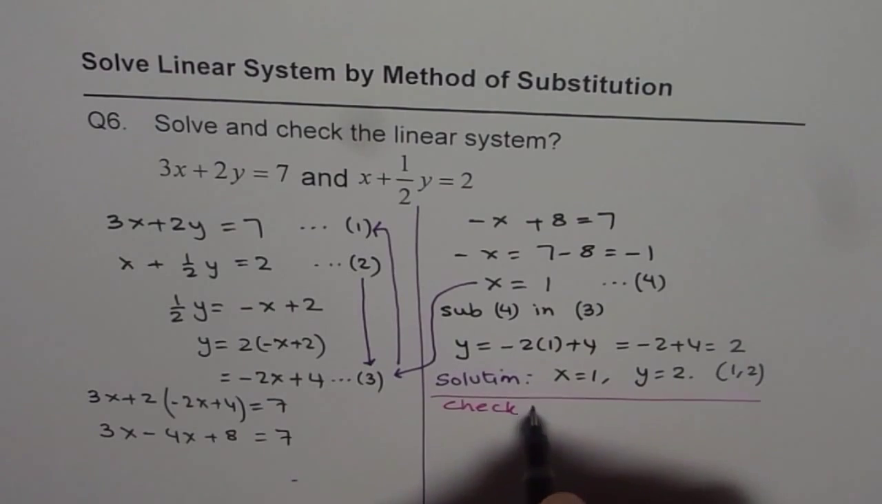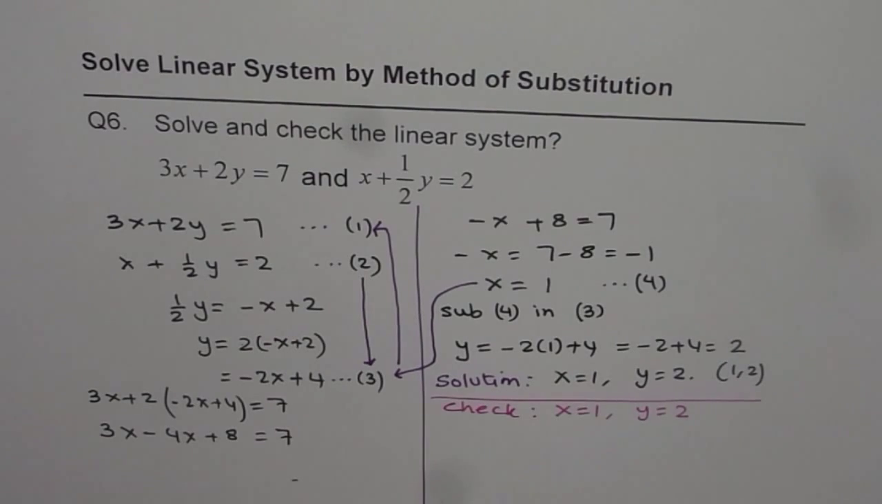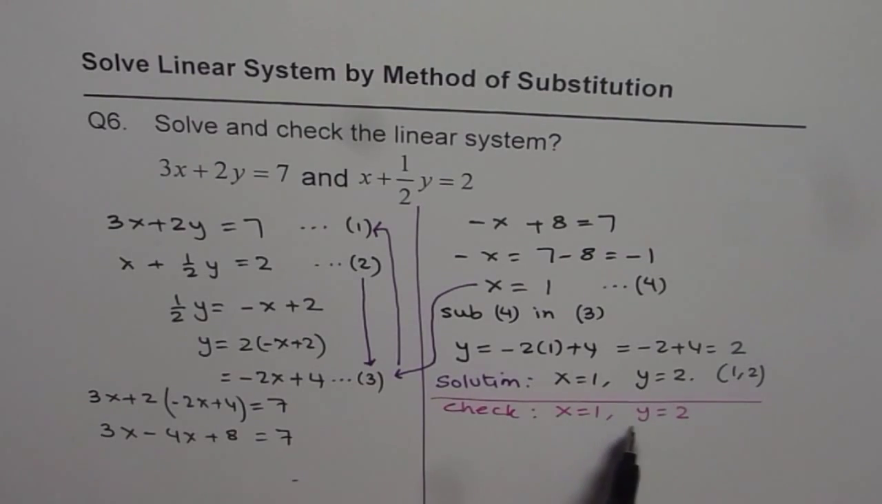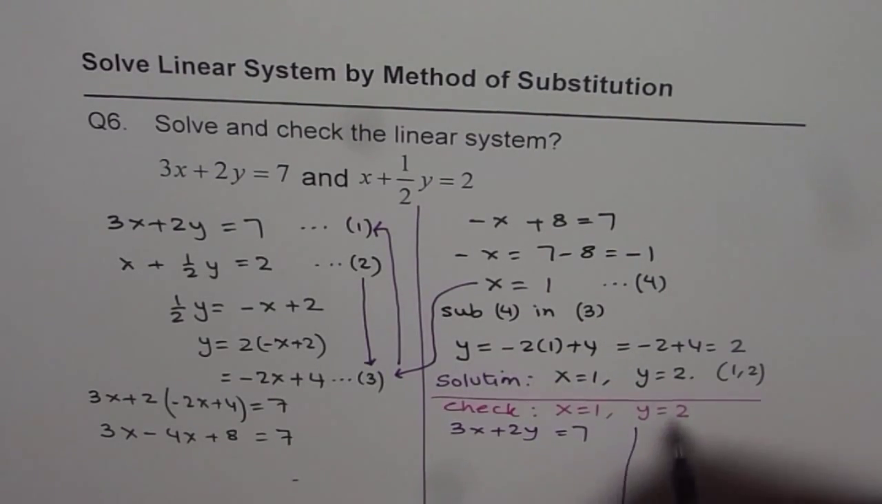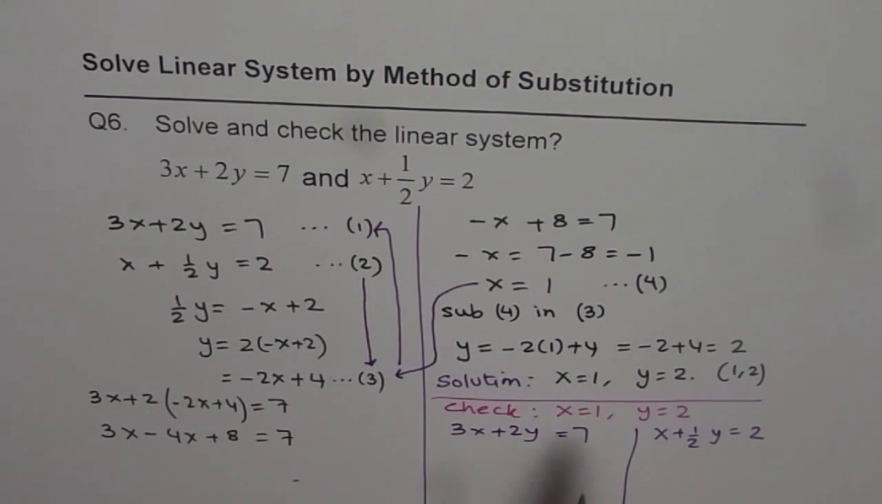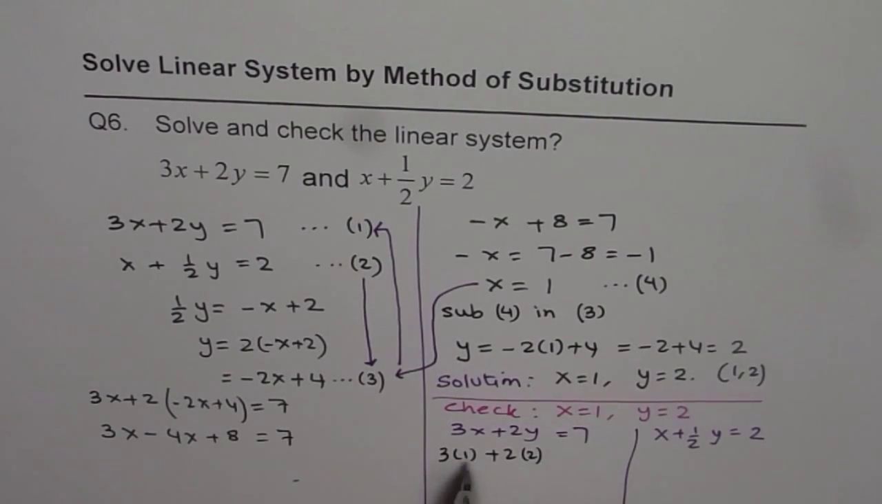We need to check if this solution, x equals 1, y equals 2, is really the right solution. To check, we need to substitute x and y values in our original equations. The equations are 3x plus 2y equals 7, and the second one is x plus half y equals 2. If I substitute x equals 1 here, I get 3 times 1 plus 2 times 2. That's the y value. 3 times 1 is 3 and 2 times 2 is 4. 3 plus 4 is indeed 7, so that is correct.